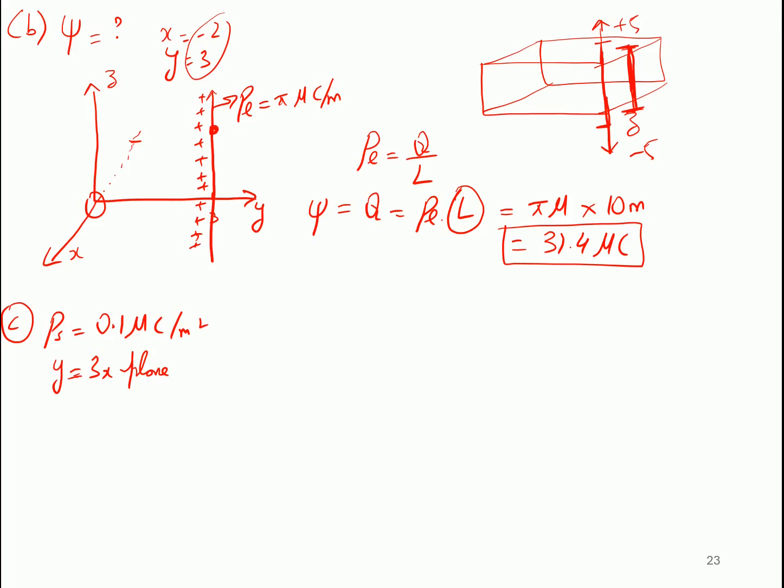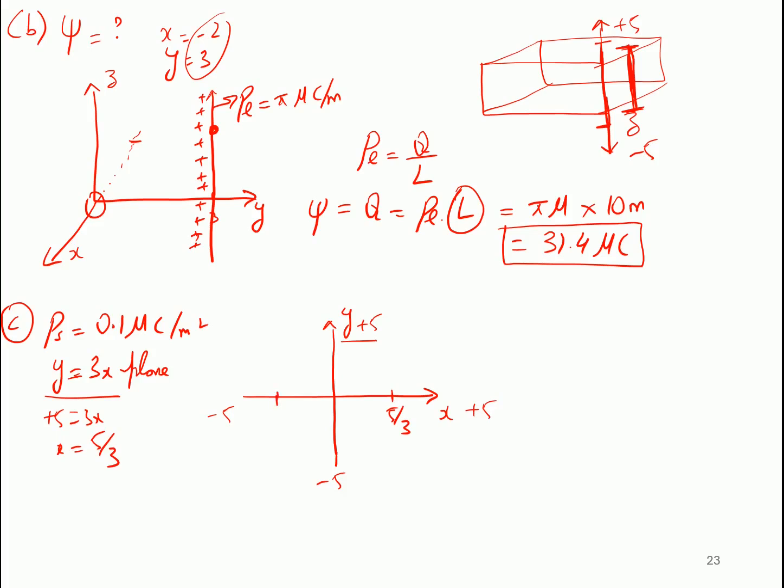So if I try to draw it, let's say this is my y, this is my x. I need to first figure out this y equals 3x plane. So if my y is 5 and my x limits are also negative and positive 5, what is going to be y equals 3x? So plus 5 is equal to 3x, x is equal to 5 by 3. So if y is equal to 5, x equals 5 by 3. Similarly, if y is equal to -5, it is going to be -5 by 3. So the point comes out to be over here.